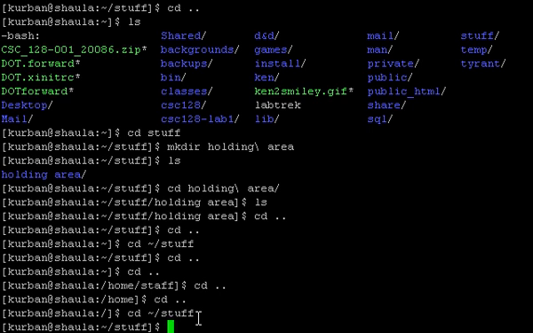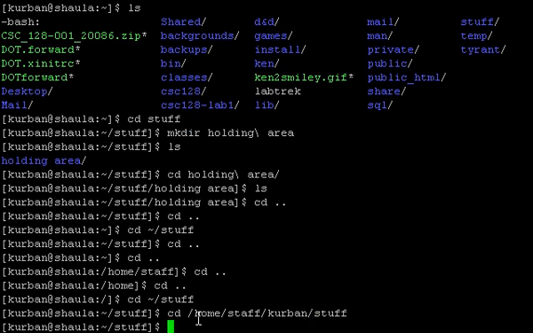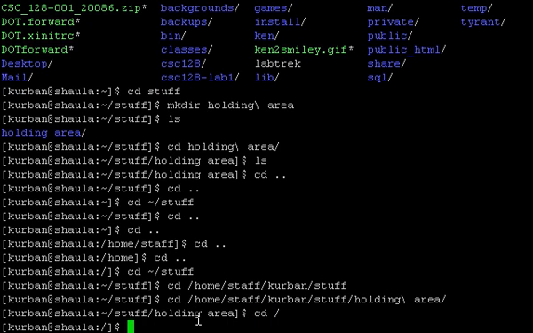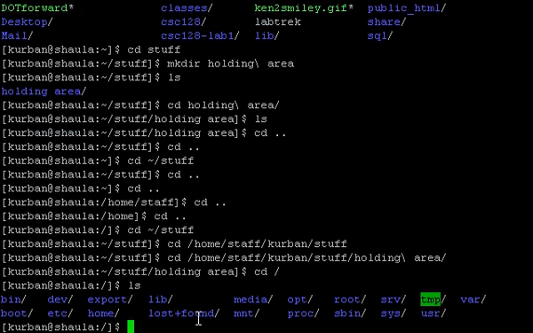So for instance, I could type cd /home/staff/kurban/stuff, right? And it moved me into that same directory. Or I could type /holding area, and that'll move me into the holding area. It doesn't matter what directory I'm in. So, for instance, cd / brings me down to the root directory of the whole system, right? Directly. It doesn't matter where I was, it's going to move me directly there.